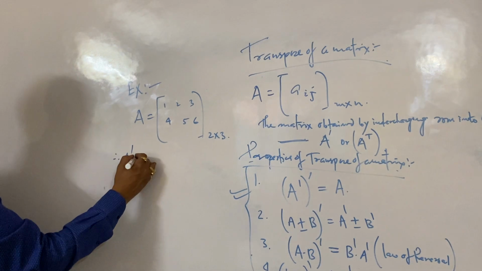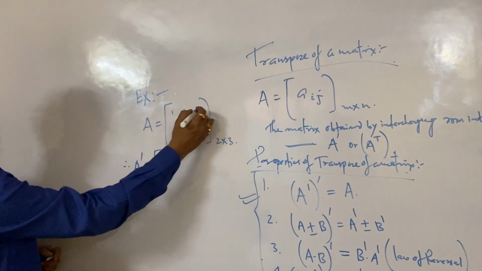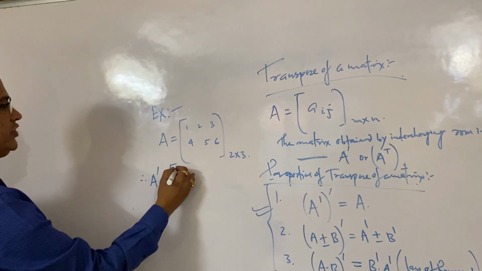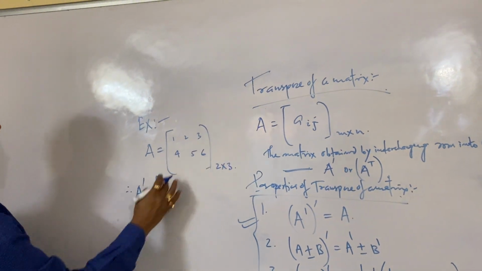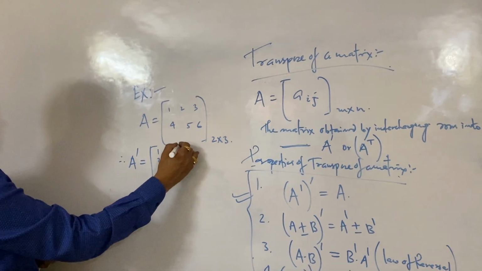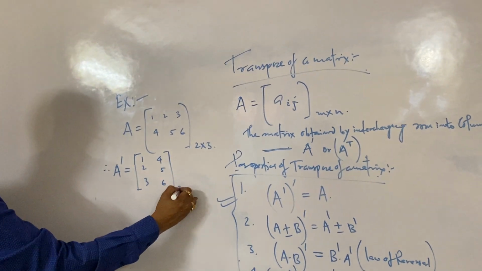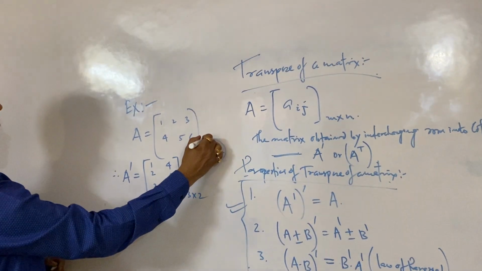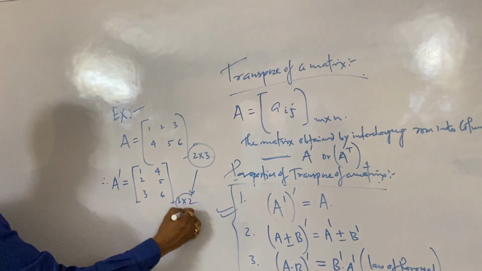So it is simply nothing but A dash is equal to. First row will turn into first column. First row is turning into first column. Second row will turn into second column. So this is the transpose matrix, having 3 rows and 2 columns. This was 2 rows, 3 columns. It is becoming 3 rows and 2 columns.